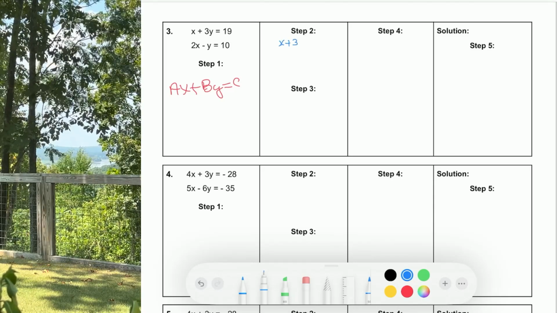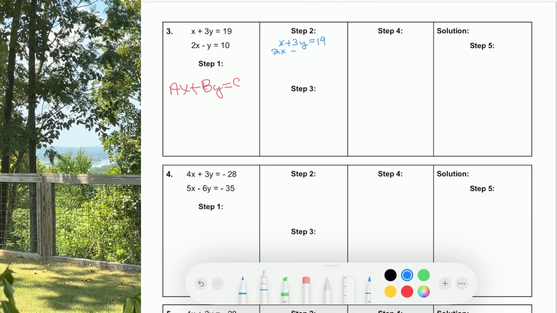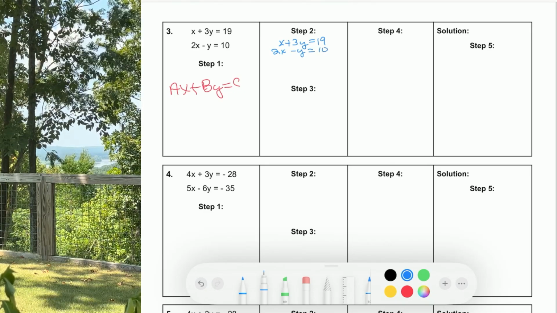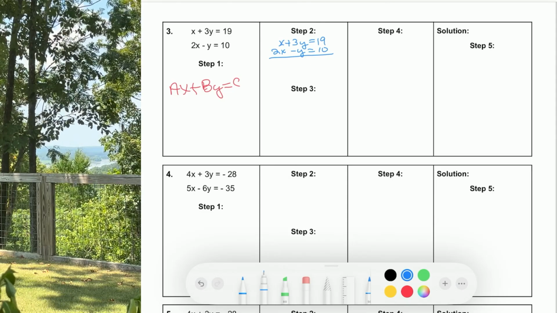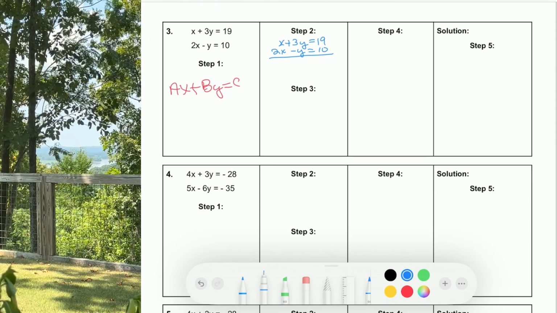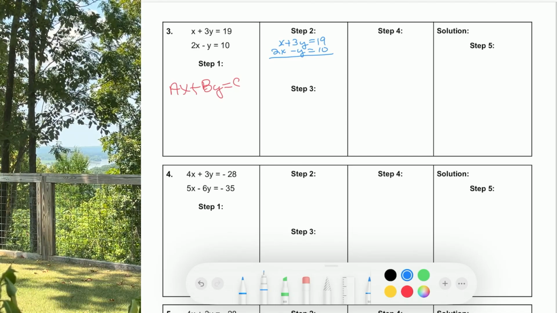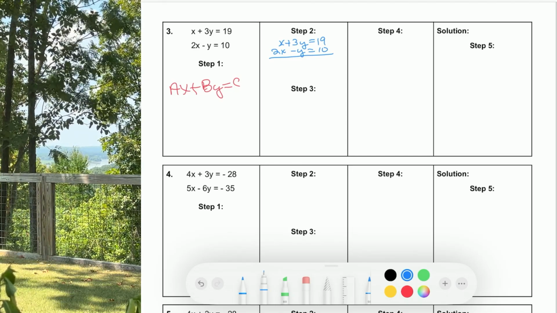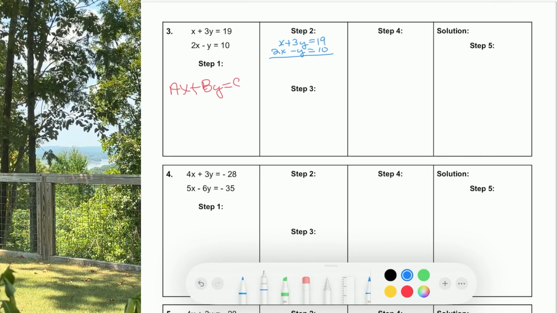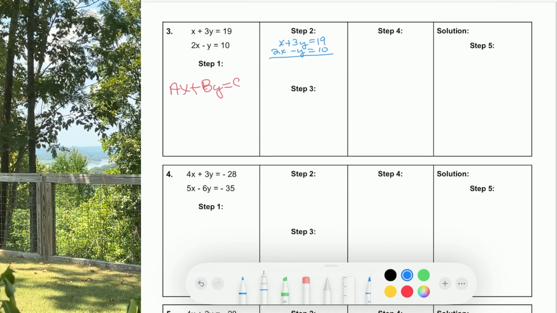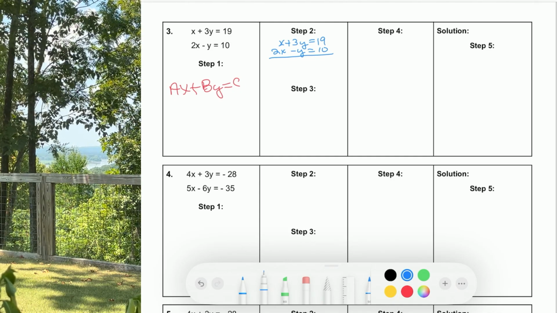x plus 3y equals 19, and 2x minus y equals 10. All right, at this point I need to figure out, do I want to cancel out my x's or my y's? Neither one of them have a matching partner. So I need to figure out, do I want to adjust my top equation so that I can get rid of my x's, or do I want to adjust the second equation and get rid of my y's? I'm going to pick getting rid of my x's.